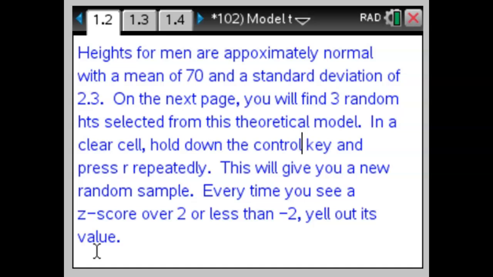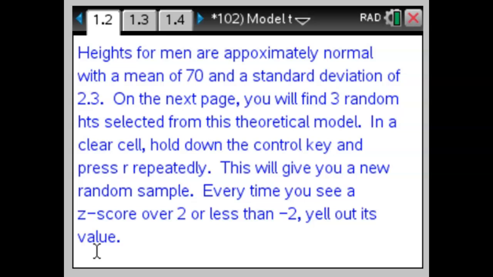So the data we're working with is the heights for men. Heights of men are approximately normal with a mean of 70 and a standard deviation of 2.3. On the next page, we have a function that's going to allow us to select three random heights from a theoretical model. And our calculator is actually going to allow us to do this over and over again so we can keep getting a new random sample of three heights.